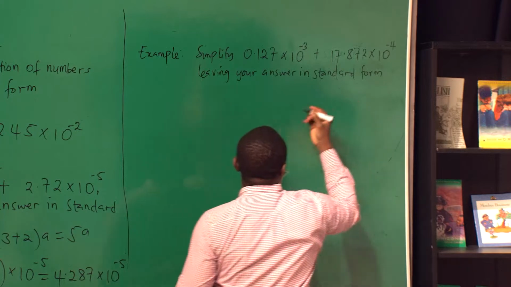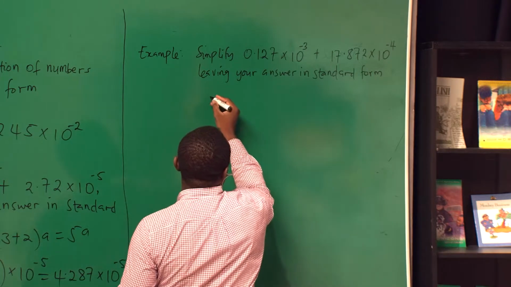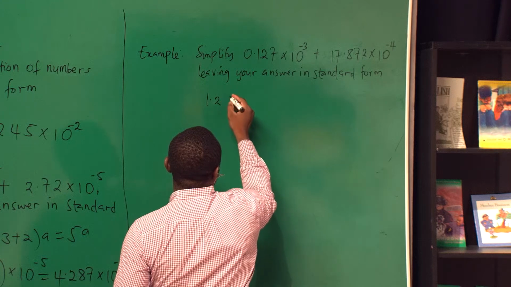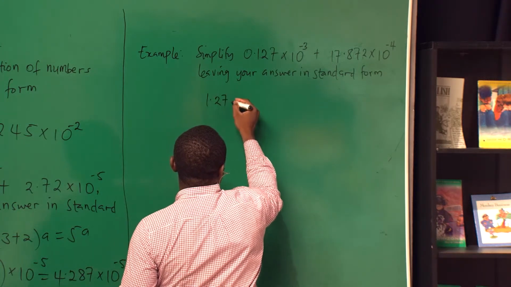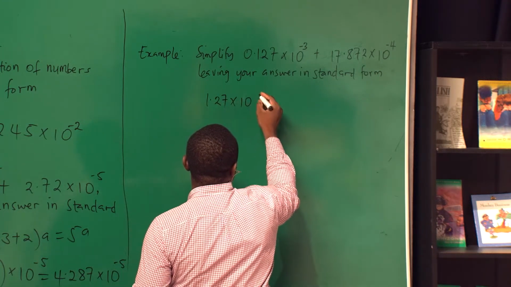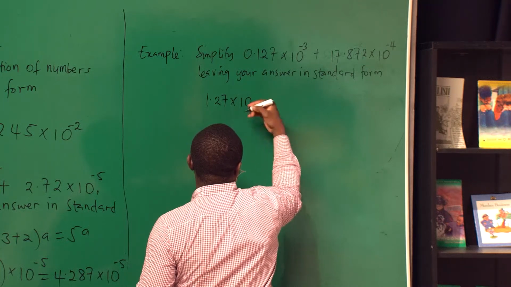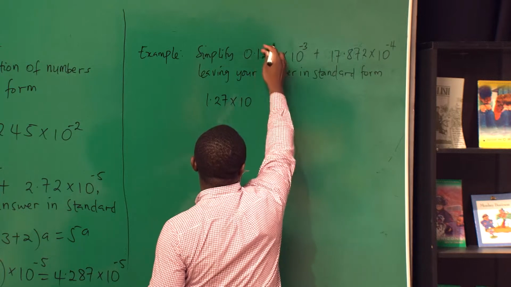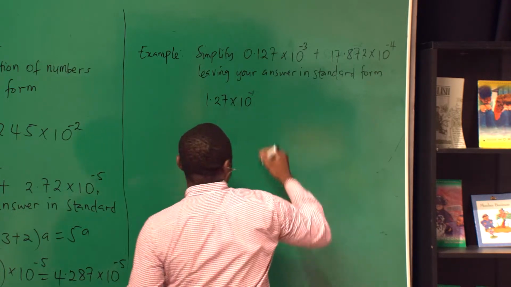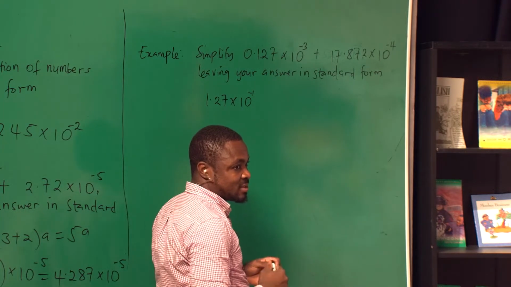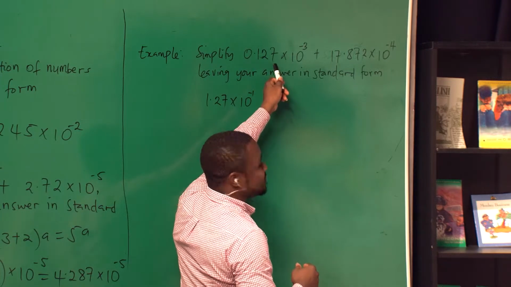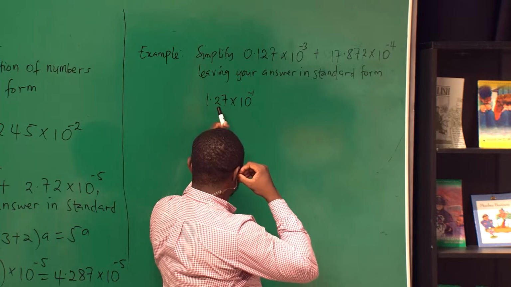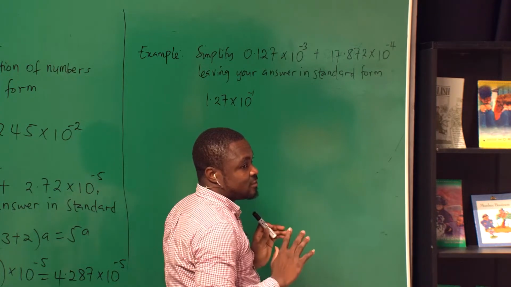Okay. So Hikma, how do you write it if you move the point? If you move the point once, it will carry negative what? Negative 1. Okay, that's what I want. Now it is 0.127. If you move the point once, then it becomes 1.27 times 10 exponent negative 1.